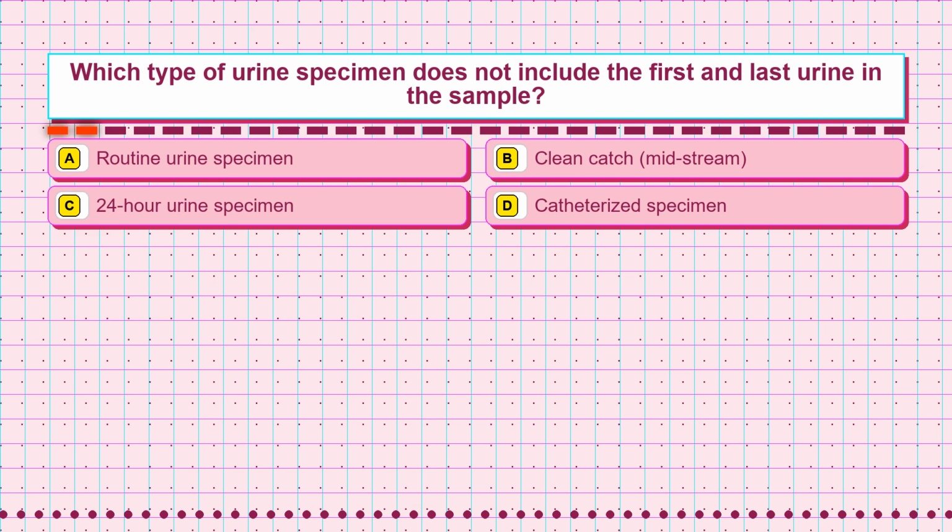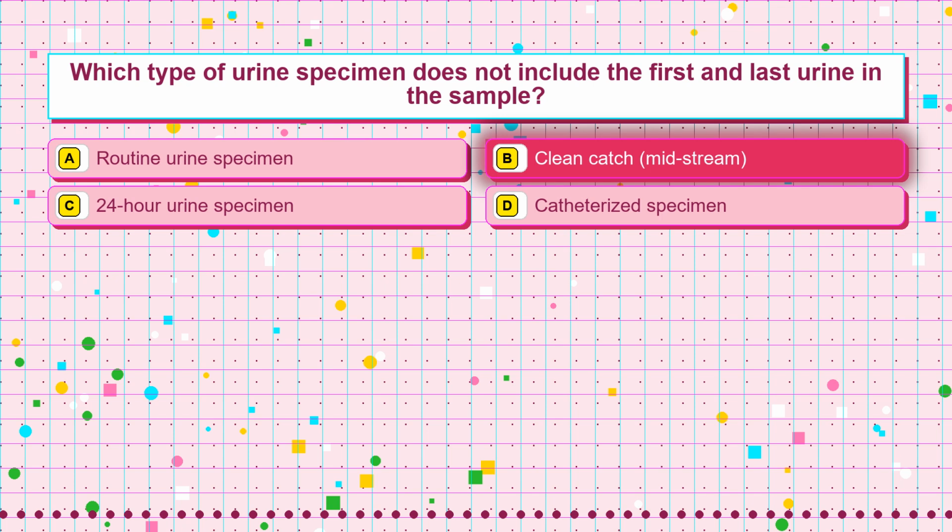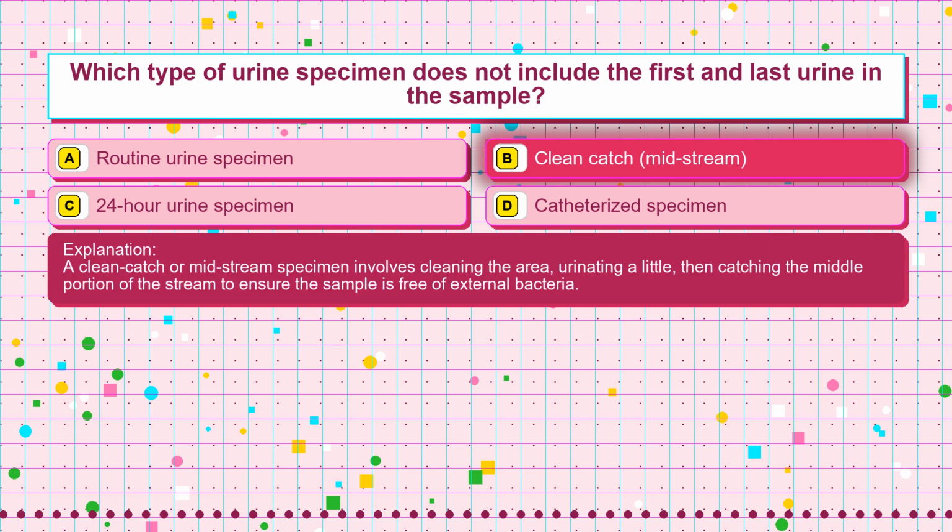Question 10. Which type of urine specimen does not include the first and last urine in the sample? Option A, a routine urine specimen. Option B, a clean catch, midstream. Option C, a 24-hour urine specimen. Option D, catheterized specimen. The correct answer is option B, clean catch, midstream. A clean catch or midstream specimen involves cleaning the area, urinating a little, then catching the middle portion of the stream to ensure the sample is free of external bacteria.